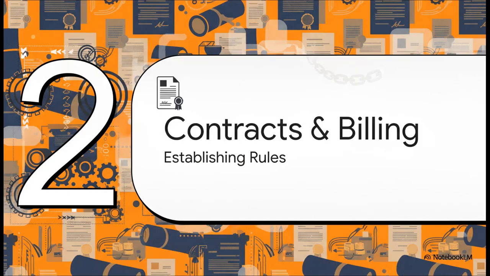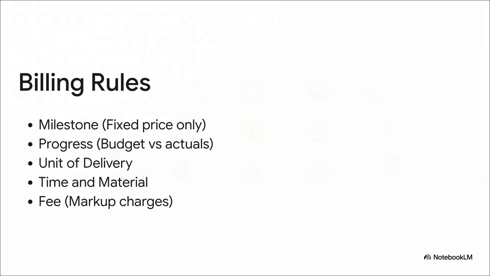Section 2. Contracts and billing rules. Once we've got that deployment foundation nailed down, we have to build the contractual foundation. This is what's going to control your entire invoicing process later on. Dynamics 365 gives you a handful of very distinct billing rules, which basically put up strict guardrails around what you actually bill your customer. You've got milestone billing, and this one is strictly for fixed-price projects.